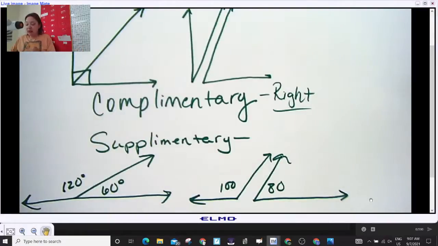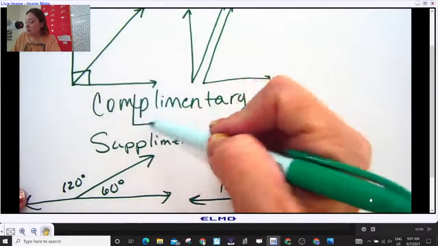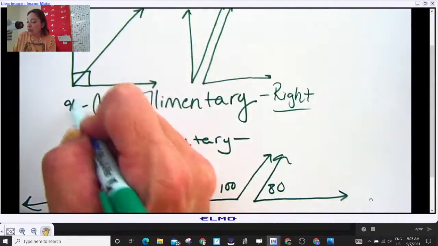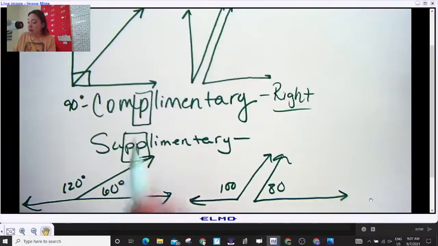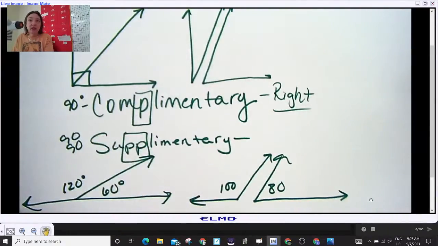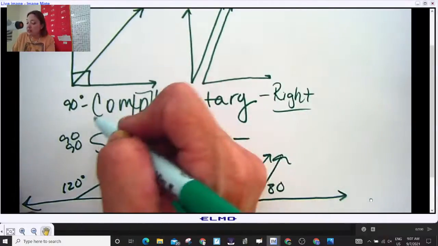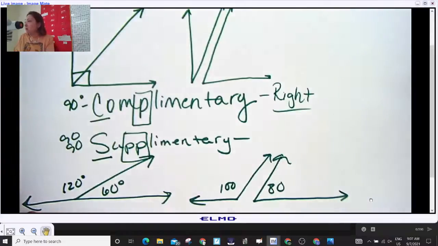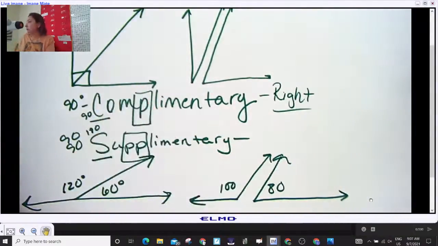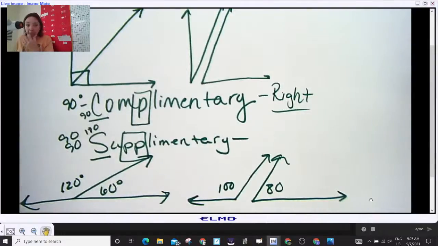Now, there is another way to remember it. There's a couple more. One, some of my students like to do the P's. So complementary has one P, and they say that's like 190 degrees. Supplementary has two P's, so that's like 290 degrees. 290 degrees make 180. Okay, another way. C comes before S. 90 comes before 180. Another way to remember it. Okay?